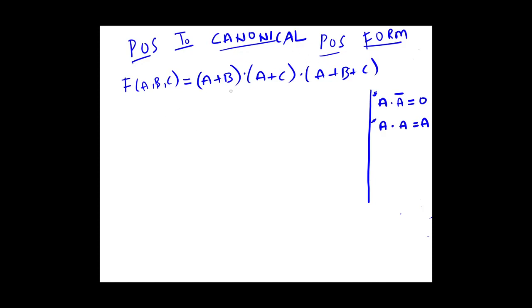So first, here we have A plus B. We already know that to convert to canonical POS form, this is one max term. In this max term, which term is missing? There is A, there is B, there is C. First we should identify whether this is a 3-variable or 4-variable expression. In this expression I have A, B, C. This is a 3-variable expression. That means here you have only 2 variables. There is one variable missing.